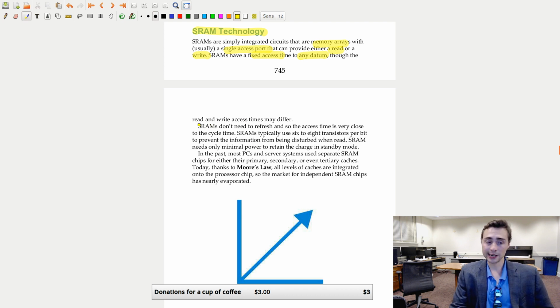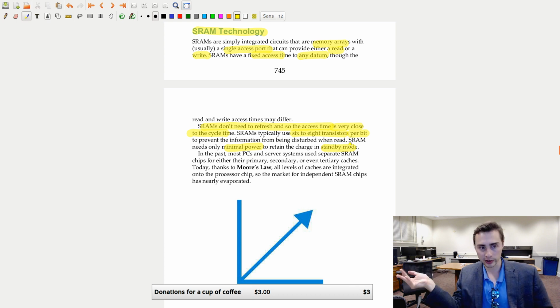So unlike DRAMs, SRAMs don't need to refresh, and so the access time is very close to the cycle time. SRAMs typically use 6 to 8 transistors per bit to prevent the information from being disturbed when read. SRAM needs only minimal power to retain the charge in standby mode. So that's why we don't need a refresh. It's because they use so little power compared to something like DRAM.